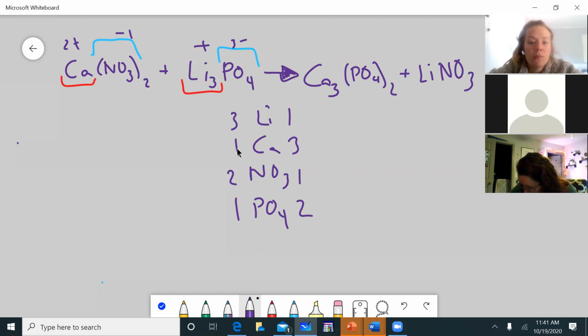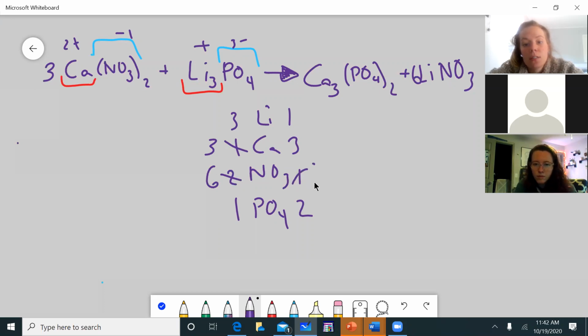So what do I want to do first? I guess I can do calcium. I'm going to leave lithium. So calcium, I've got 3 here. So I'm going to put a 3 here. So that changes calcium to 3, but it also changes my nitrate. My nitrate is now going to become 6. I had 2, we put a 3 in front of it, we get 6. So I can balance out the nitrate. If I've got 6 on this side, I need to have 6 on this side. So I'm going to put a 6 there.